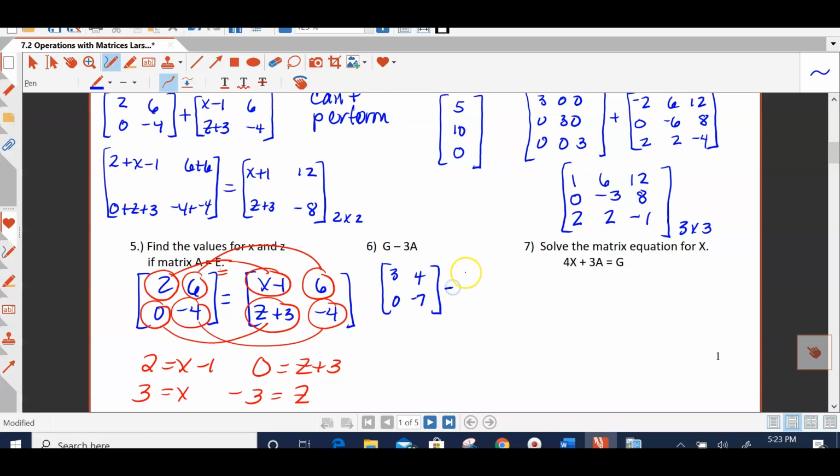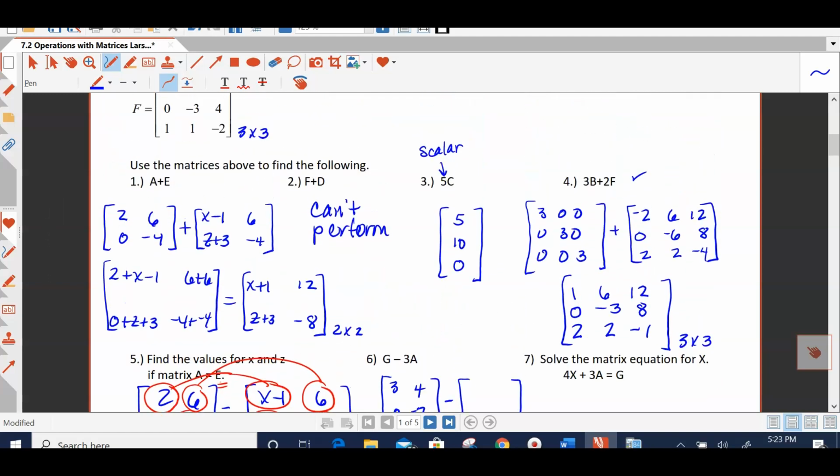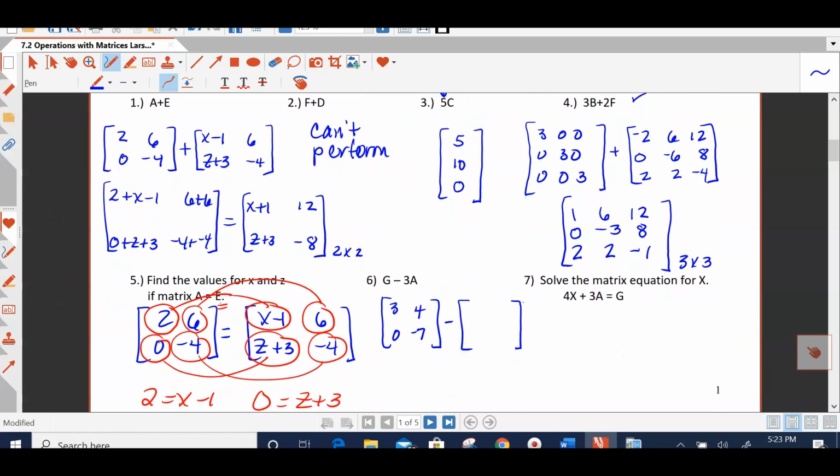And we're going to subtract from it 3 times matrix A. So 3 times A would be 6, 18, 0, negative 12. I just took matrix A that was right here and multiplied it times 3. 3 times 2, 3 times 6, 3 times 0, 3 times negative 4.